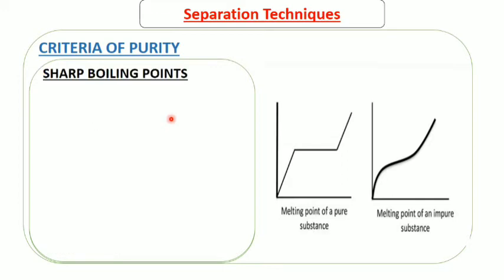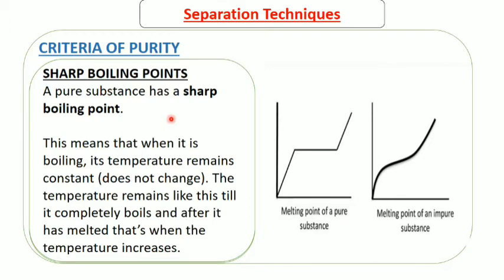So the second criteria of purity, the other way in which you can know that a substance is pure, is boiling point. Pure substances have sharp boiling points. The explanation is the same as the one for melting points, which is centered on impurities, and it can be said that sharp boiling point means that when it is boiling, its temperature remains constant, does not change. So everything is the same here. The temperature remains like this till it completely boils, and after it has boiled, that's when the temperature increases, which is the same thing. This was supposed to say boiled here; it was a typing error.